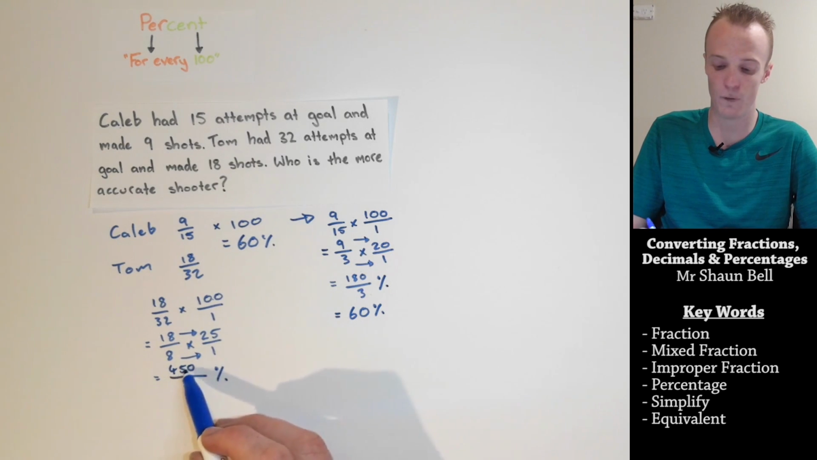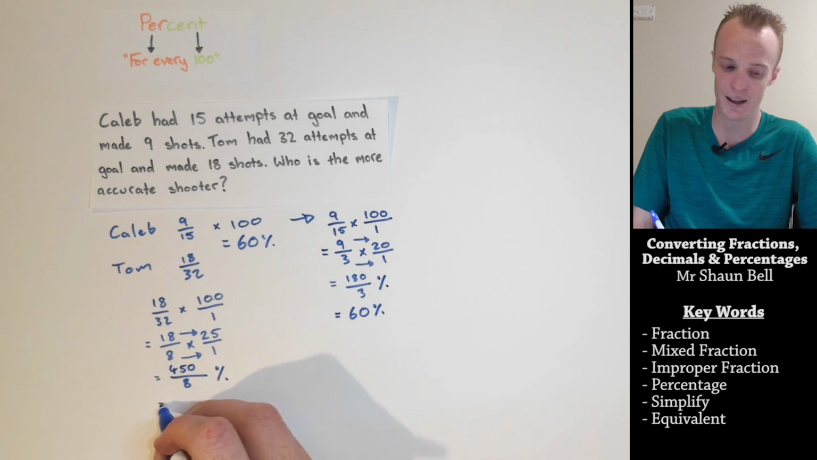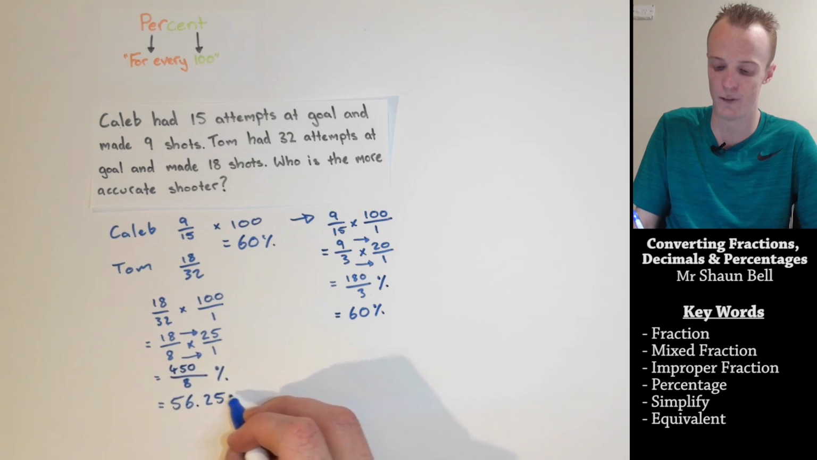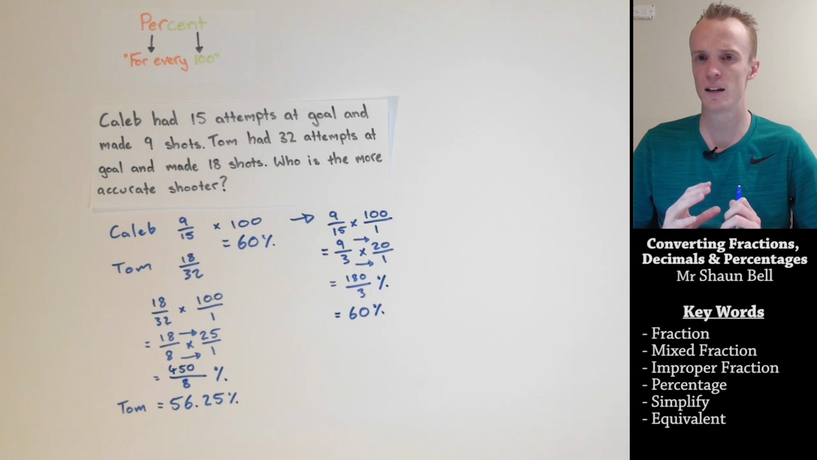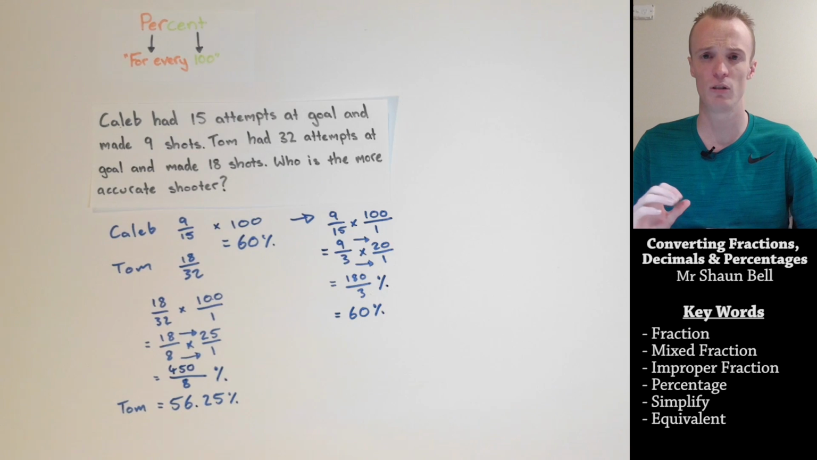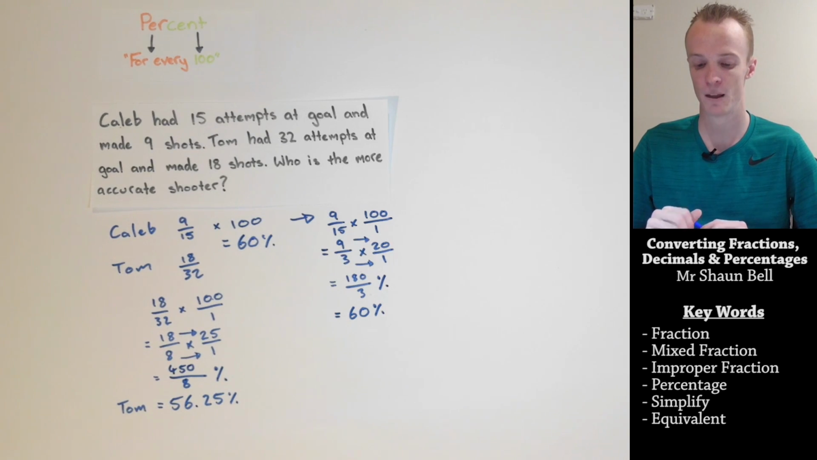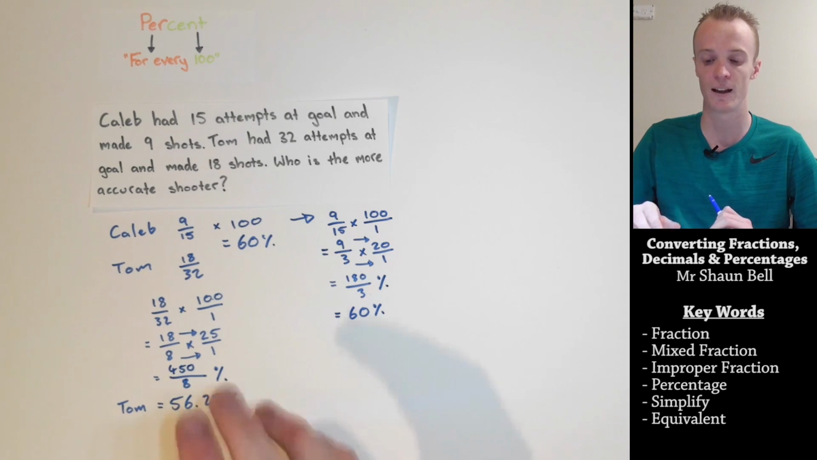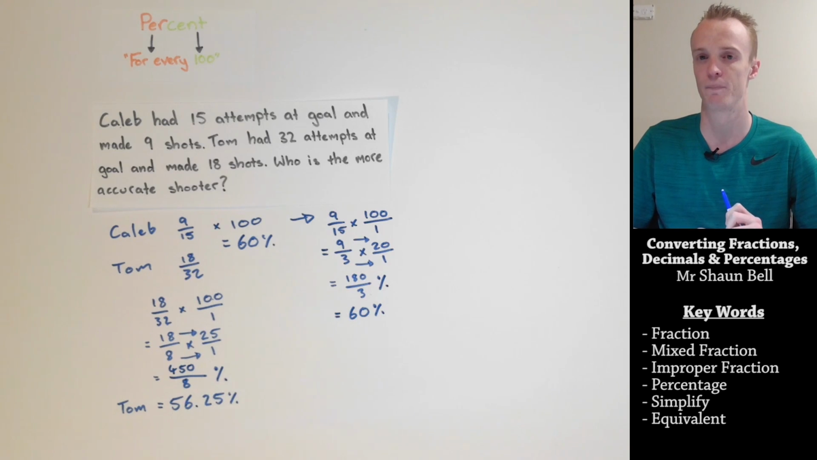Now, if you work out what 450 divided by 8 is, you'll find that it's equal to 56.25%. Now, what does any of this mean? Well, at the current rate that they're shooting, if Caleb was to shoot 100 shots, we would expect him to make approximately 60 of them. Where if Tom was to shoot 100 shots, we'd approximately expect him to make 56.25 of them. Obviously he can't make 0.25, but we can now see that Caleb is the more accurate shooter.